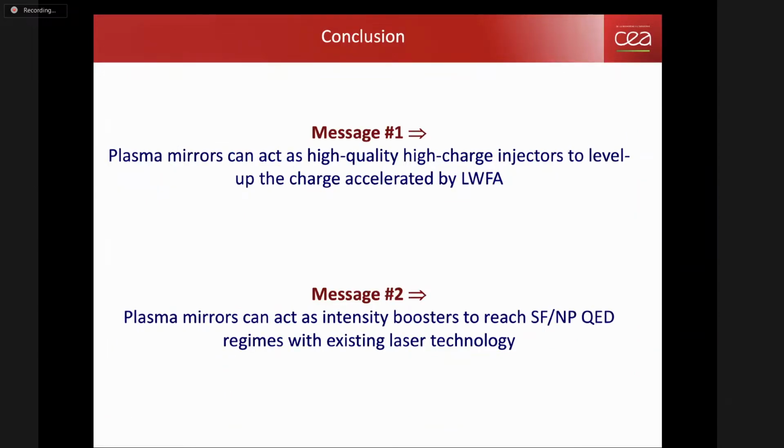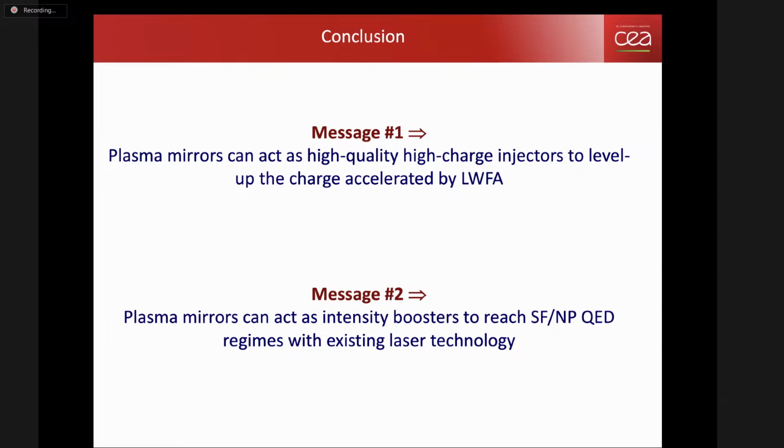So now I conclude. I would like to highlight two messages. The first message is that we demonstrated in simulation and experiments that plasma mirrors can act as high quality, high charge injectors to level up the charge of laser wakefield accelerators, especially at high energy, while keeping a high beam quality. And the second message is that plasma mirrors can act as intensity boosters to reach strong field and the fully non-perturbative QED regime with existing laser technology.